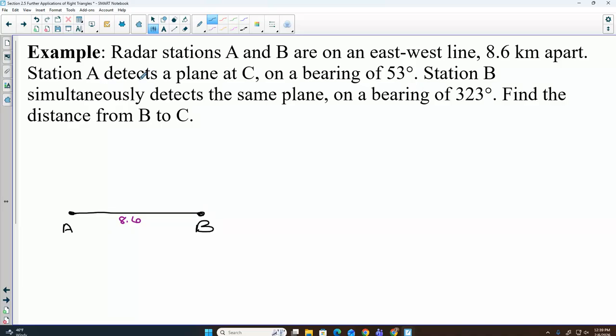Station A detects a plane at point C on a bearing of 53 degrees. If I'm going to measure bearing from point A, what do I need to draw at point A? Yeah, we need the north-south line. So I'm just going to lightly draw in this north-south line. Okay, if I just give you a single degree measurement, that means from due north, I traveled 53 degrees. So it's saying this line from due north, that is 53 degrees.